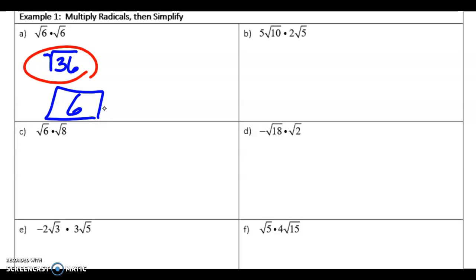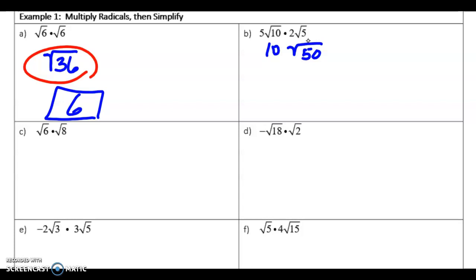Now for letter B, you should notice that you have numbers in front of the radical and numbers underneath. So the numbers in front get multiplied, and that is the 5 and the 2. The numbers underneath get multiplied, and that is the 10 and the 5. So this is equivalent to 10 root 50. Here's the problem. You can simplify the square root of 50, and we need to do that.